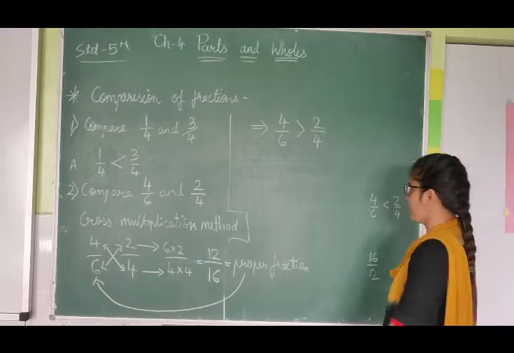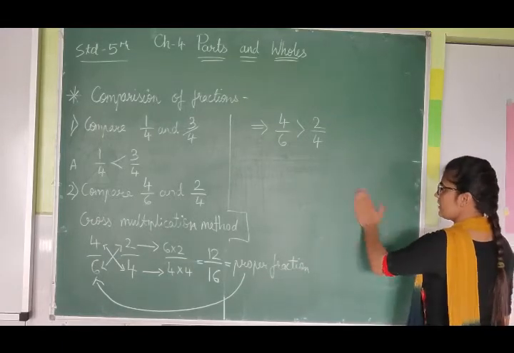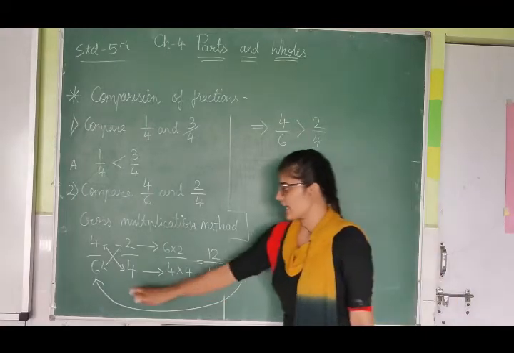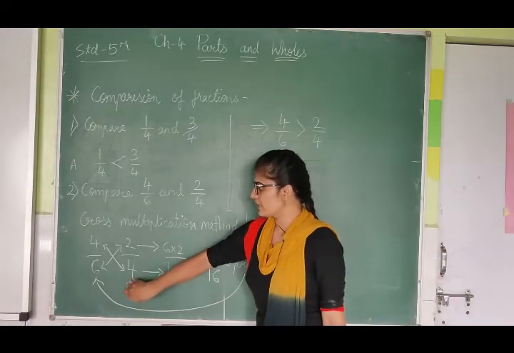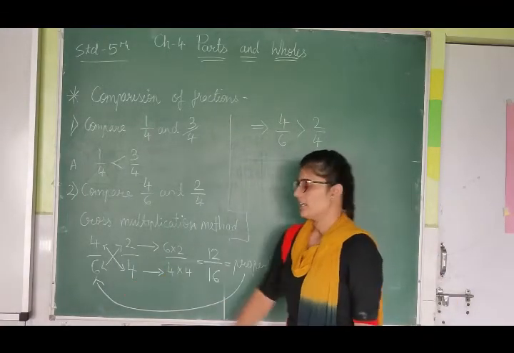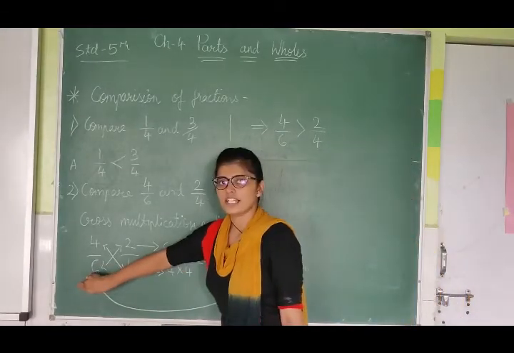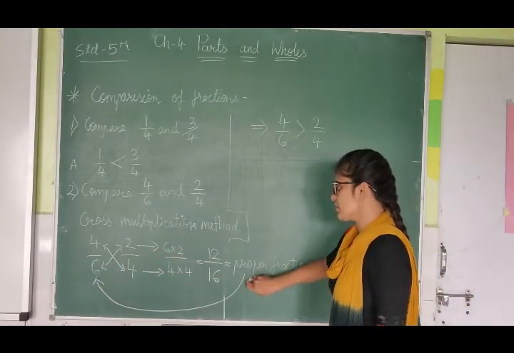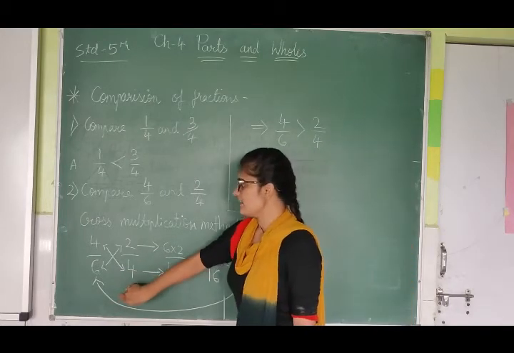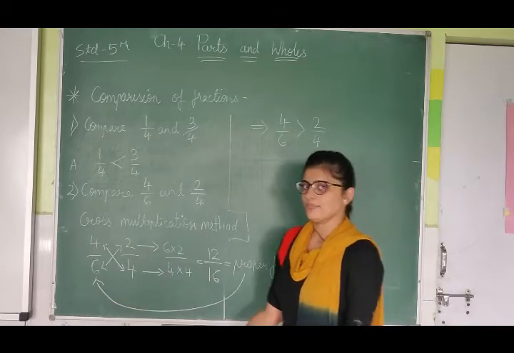If it is an improper fraction, then what do we have to do? Simply the second one we are comparing will be the greater one. And if the answer is a proper fraction, then the first one is greater, and if the answer is an improper fraction, then the second one is greater. Very simple.